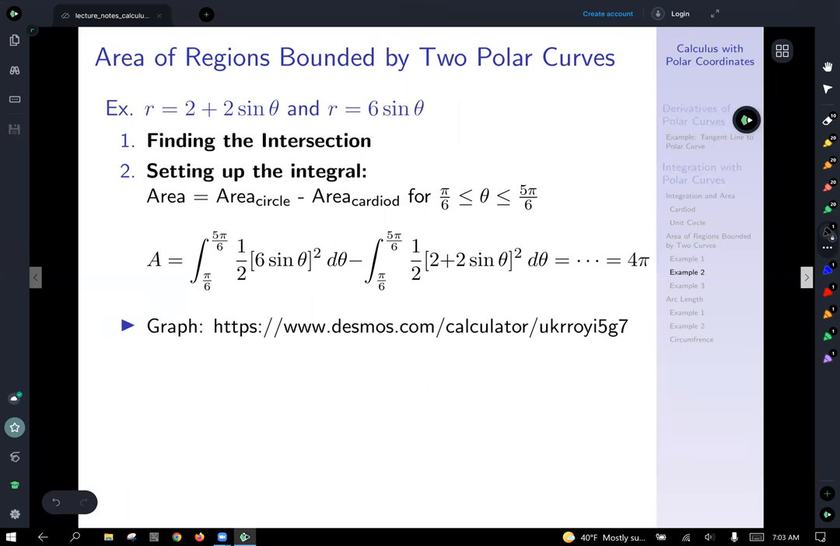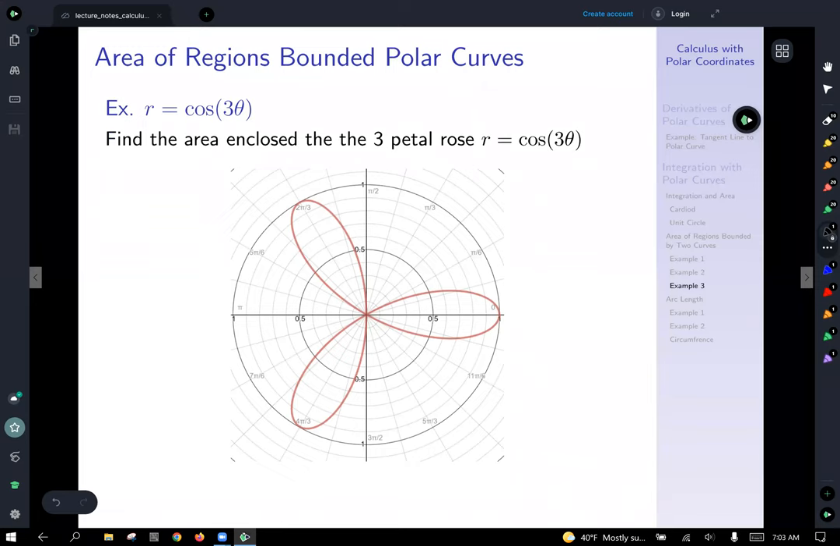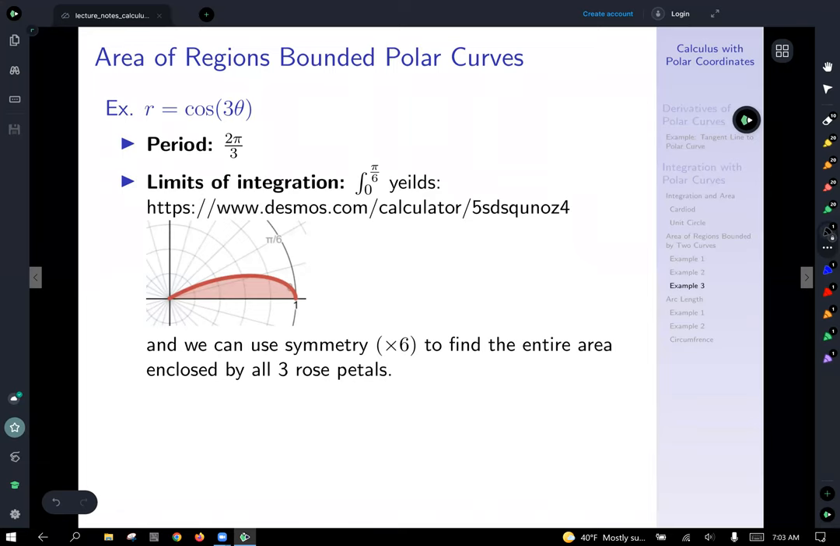Let's keep going. This time we want to find the area enclosed by a 3 petal rose, the entire area enclosed there. What we're going to do for this is be clever. Instead of trying to find the entire area, we're going to use a little bit of symmetry and calculate half of the leaf, the part of the leaf that's in the first quadrant.